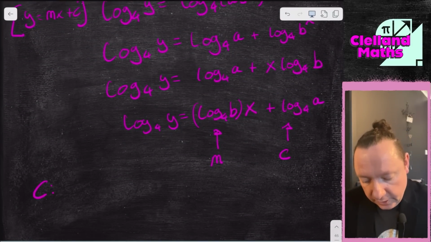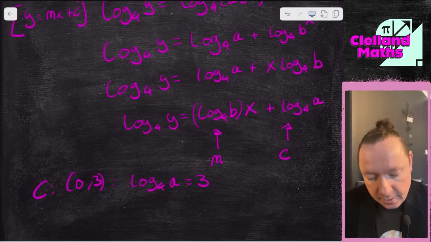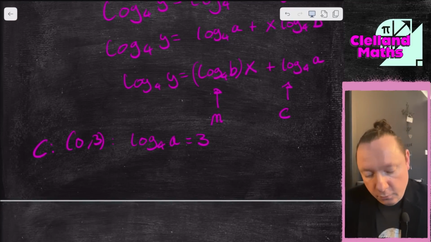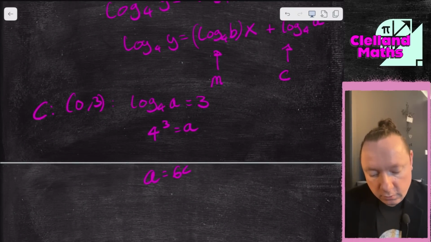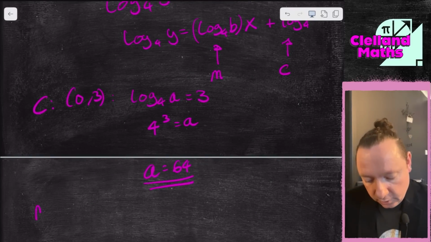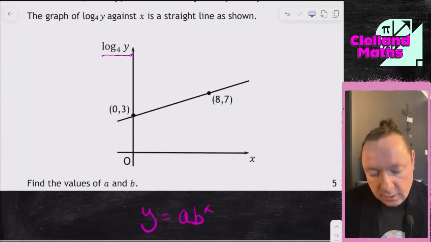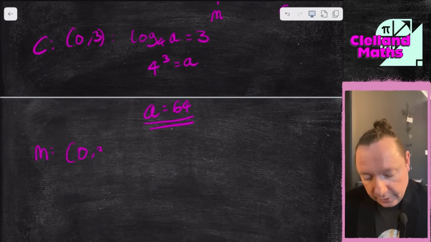So to work out c, since we've got 0, 3, that means that we've got log 4 a just equals 3. Getting rid of that log then, 4 to the power of 3 equals a, and that means that a is 64, 4 cubed. Now we need to get our gradient. So looking at our gradient, we've got 2 points, 0, 3 and 8, 7.